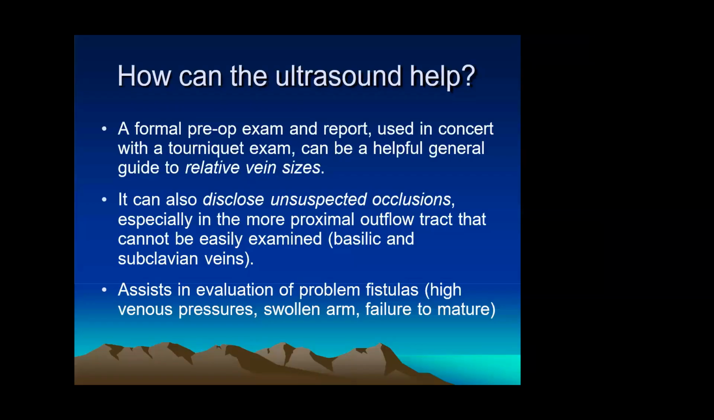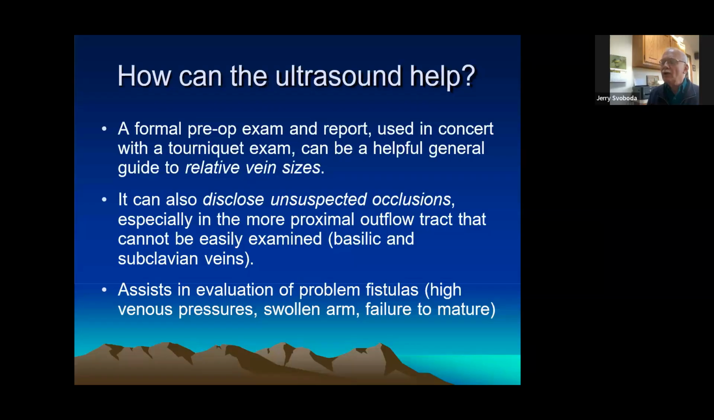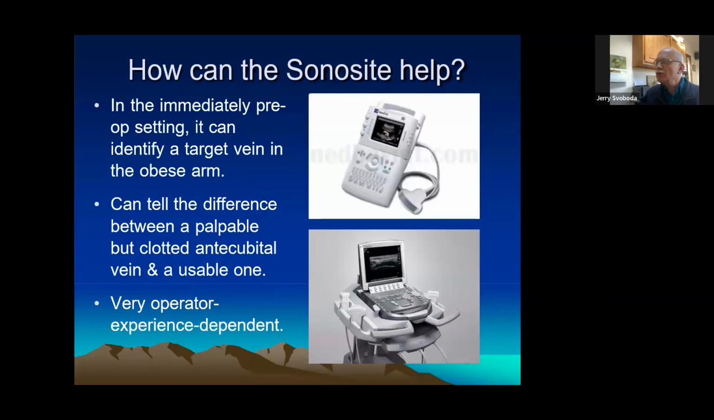Problem fistulas can also be helped by an evaluation with ultrasound: failure to mature, swollen arm, other problems. This is what the Sonosite looks like. My experience with this is not great because of my age group. It came along after I did, but they can be very helpful. And the more experience you have with this, the better. I know they're being used for abdominal diagnosis now in some A&E settings in East Africa, and that's a great step forward.